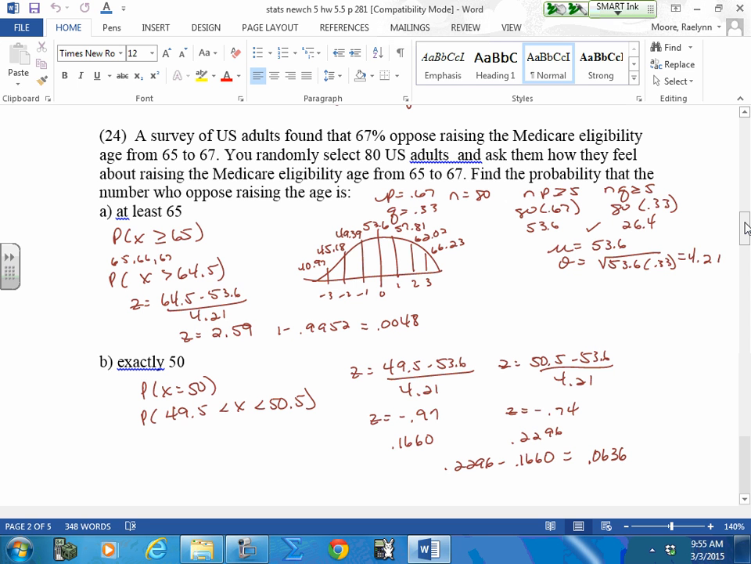You had a percentage of people that oppose this, and then you selected 80, and this is what you're going to go by. And it's still asking for the number who oppose. Make sure that that is the same. Every once in a while, they switch it up. Okay. So, test. Make sure you do your test first.